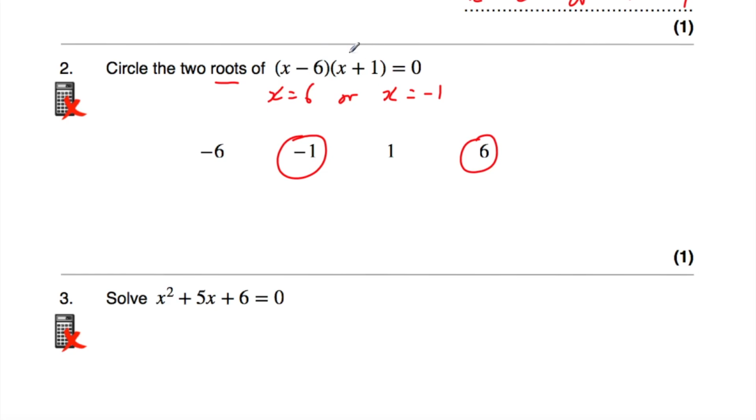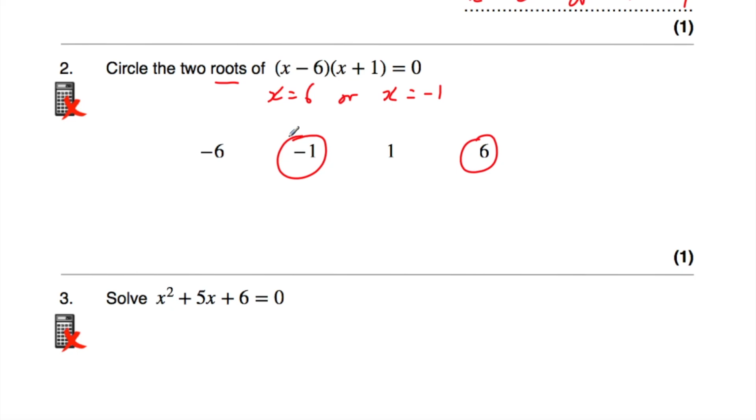And then in terms of this bracket, you'd have negative 6 plus 1, that's negative 5. And then negative 12 times negative 5 would be equal to 60, so that's not equal to 0. And likewise, if x was equal to 1, you'd have 1 take away 6, that's equal to minus 5. And then you'd have 1 plus 1, that's equal to 2. And 5 times 2 is equal to minus 10, not 0. So our two solutions would be negative 1 and 6.